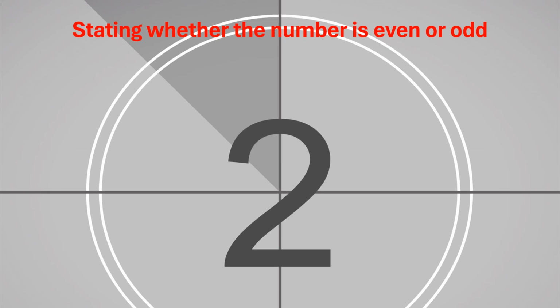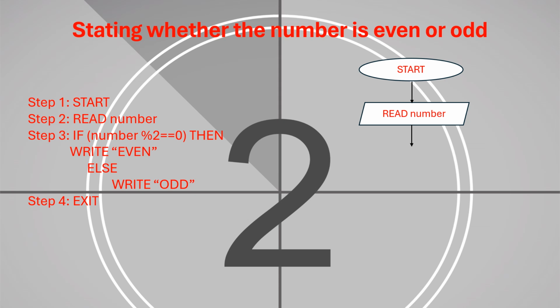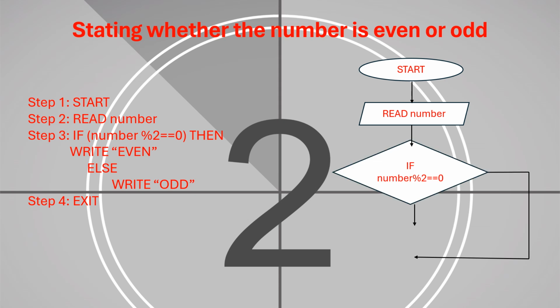In case you don't remember it, please refer to my previous presentations of operators. So starting off with start, step 1, step 2 is read number. If number modulus 2 is equal to 0, that means if the remainder is 0, then write even, else write odd, and then exit.